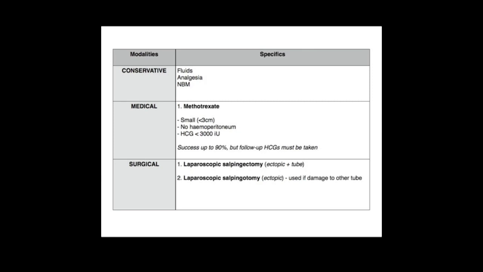The two most important surgical techniques are both laparoscopic and include laparoscopic salpingectomy and laparoscopic salpingotomy. In laparoscopic salpingectomy, both the ectopic and the tube that's been affected by the ectopic are removed, while with laparoscopic salpingotomy, the actual ectopic itself is removed but the tube is left in situ. This technique is particularly used if there is damage to the other tube and fertility is required to be maintained.